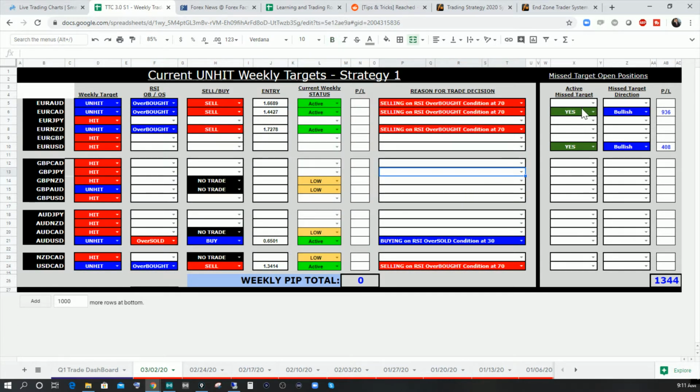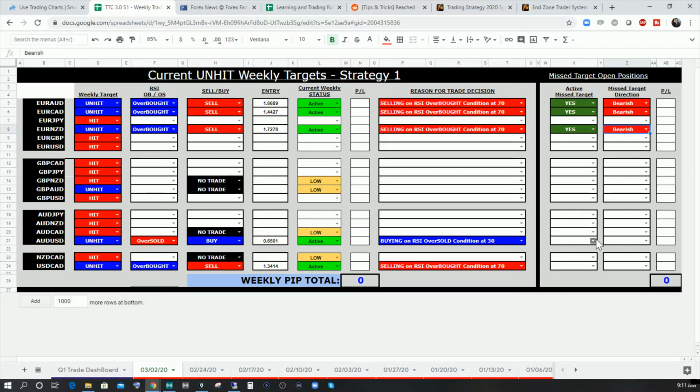Oh, hang on. Before I do, let me just clean up this. And I want to go ahead and make sure I mark off what we currently have as active. This one's active, and we are selling on this one. This one's active as well. We're selling on that one as well. This one's active as well. We're selling on that one. Bearish.